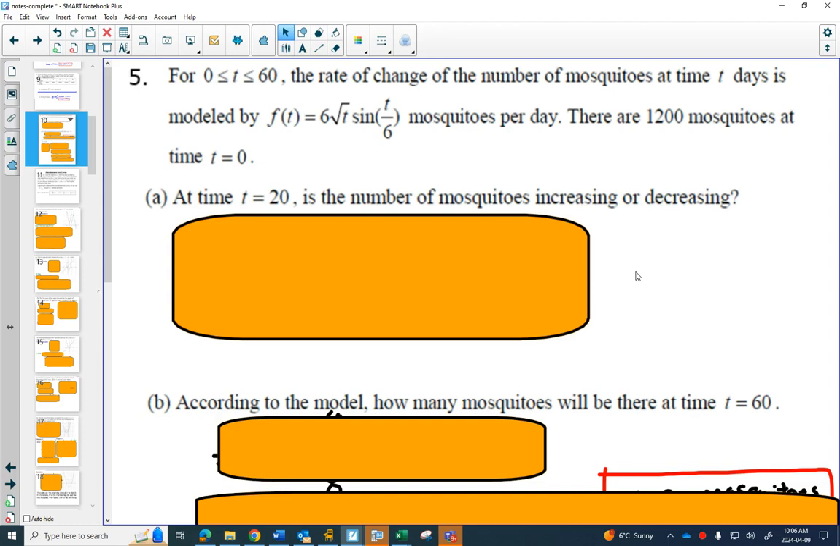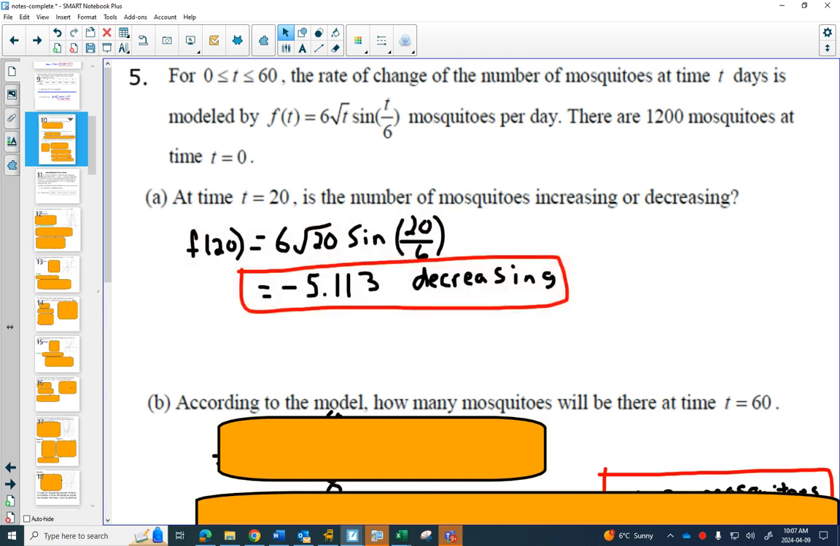The first thing we need to look at is that this is a rate of change function already. This function is mosquitoes per day. That means this is sort of like the derivative of our function to begin with. At time equals 20, is the number of mosquitoes increasing or decreasing? So we start to see some of our curve sketching ideas from the past come into our questions.